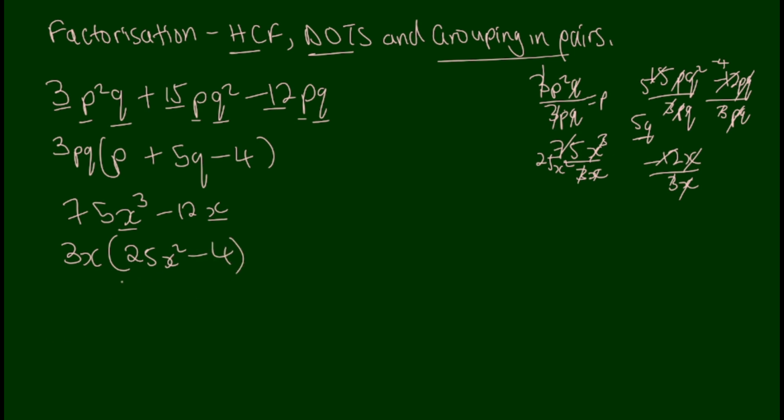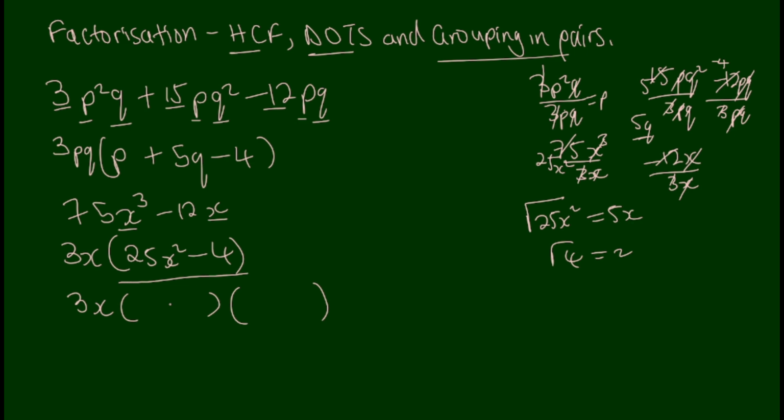And then if you check here, we have factorized, but we have not factorized fully, because this is a difference of two squares. 25x squared is a square, and 4 is also a square, right? The square root of 25x squared is 5x, and the square root of 4 is 2. So we have 3x, then open two brackets for the difference of two squares. The one will be minus, the other one plus. Then put the square root of 25x squared, which is 5x, and the square root of 4, which is 2, like that. And then you have factorized fully.